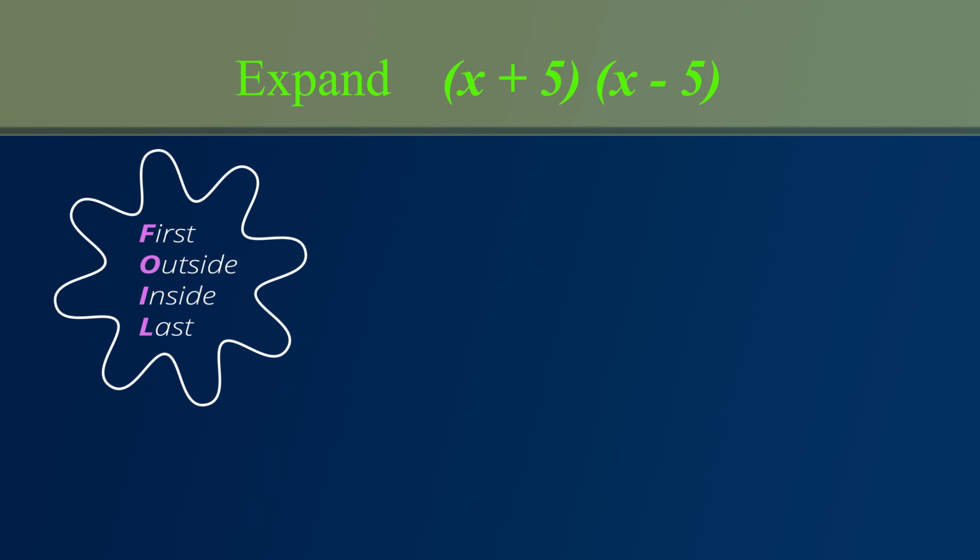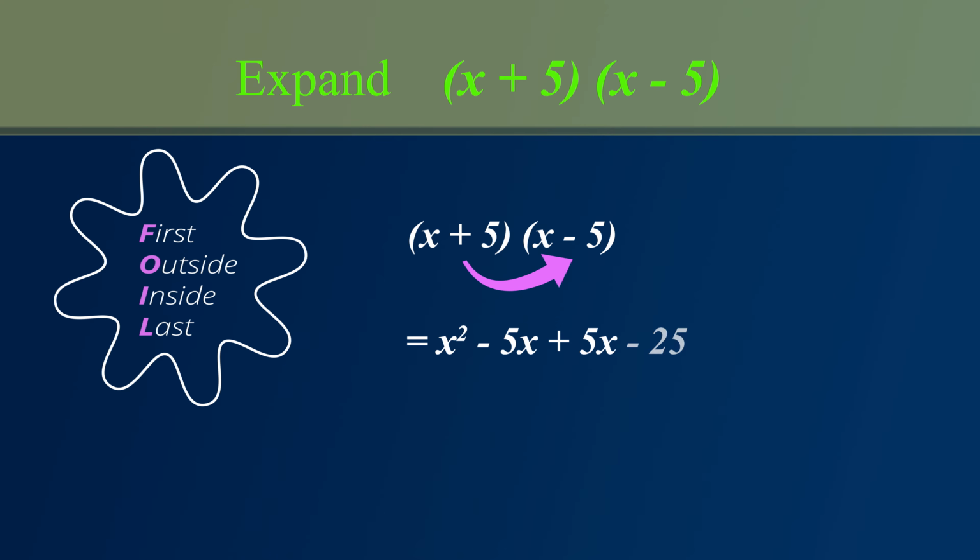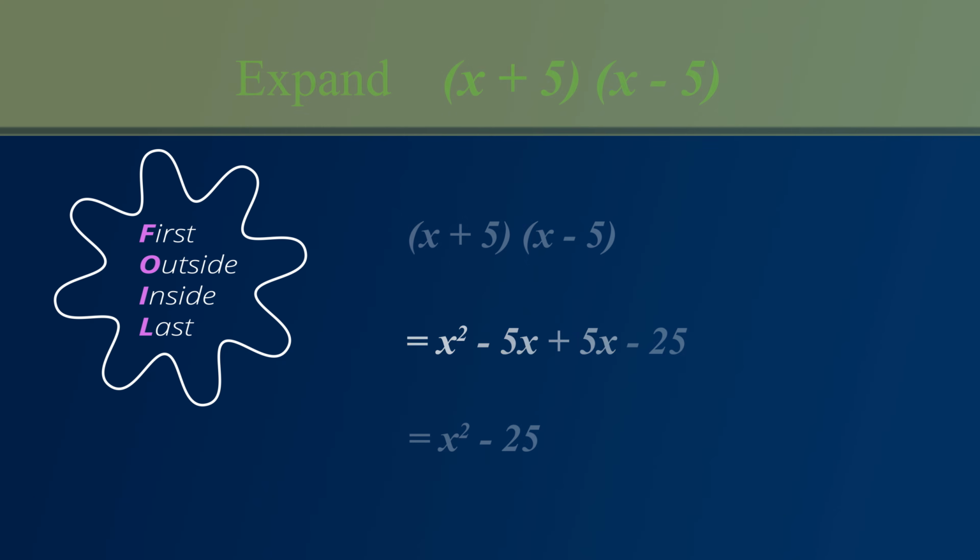Here's another example. x plus 5 times x minus 5. First, x squared. Outside, negative 5x. Inside, positive 5x. Last, negative 25. The answer is x squared minus 25.